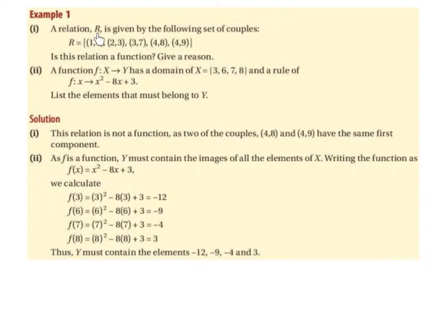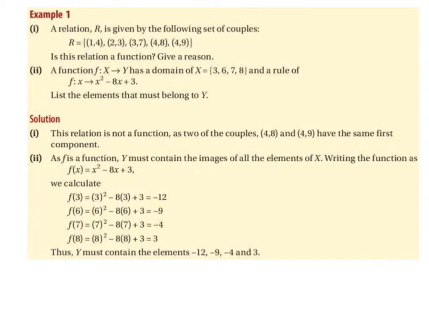A relation R is given by the following set of couples. So R equals (1, 4), (2, 3), (3, 7), (4, 8), and (4, 9). Is this relation a function? Give a reason. So this relation is not a function, as two of the couples, (4, 8) and (4, 9), have the same first component.